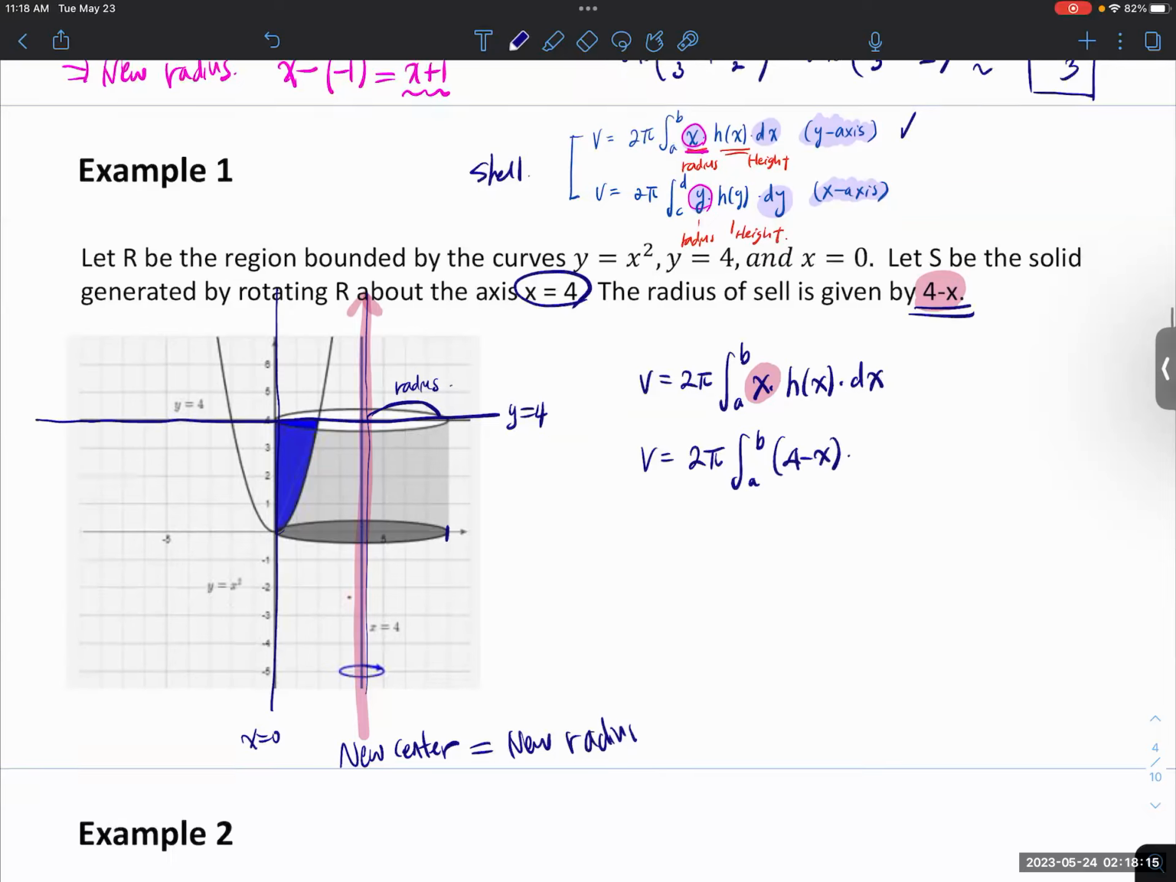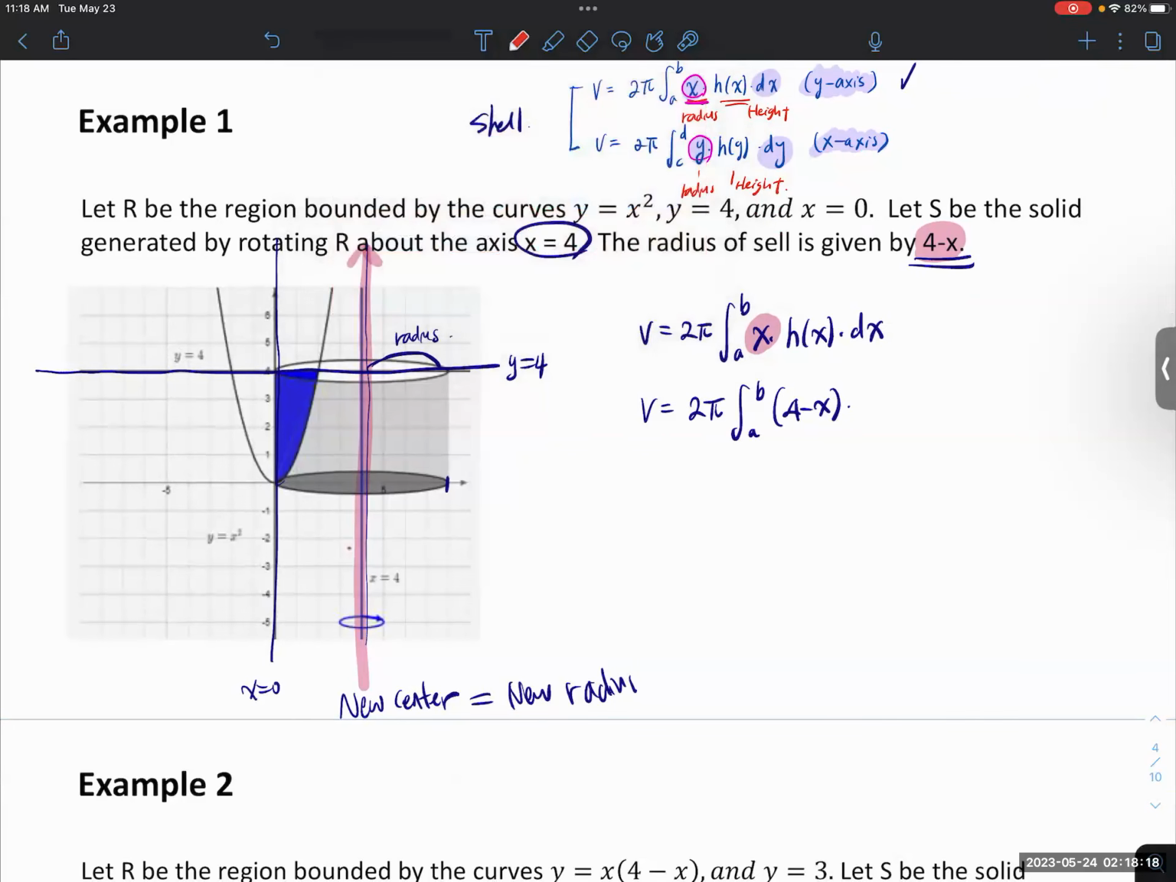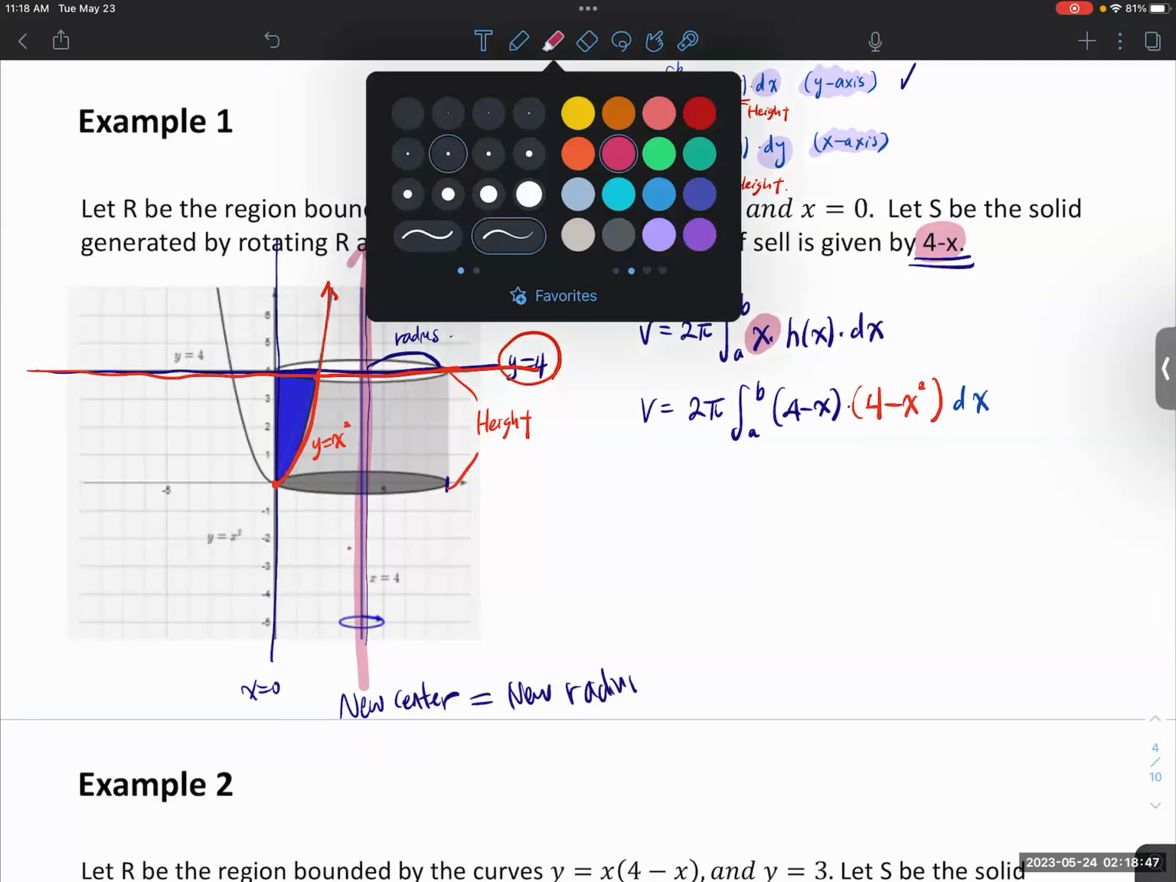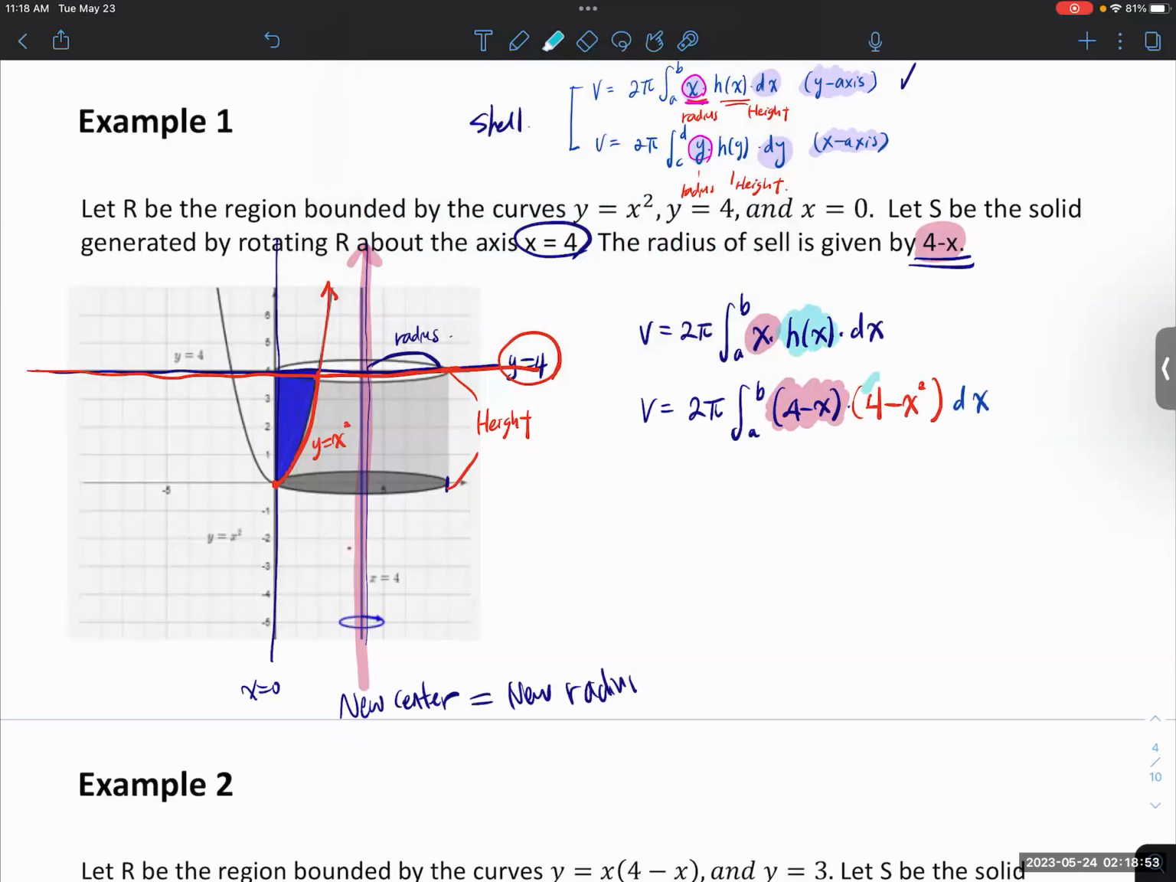And then what is the height? The height is going to be from here to here. We have y equal to x to the second power, but this keeps going, and you have to stop at 4. So the height is also changing. You stop here, y equal to x second, but you stop at 4. So 4 minus x to the second is a new height as well. So this is a new dx. One more time, this is the new radius, and then we have a new height function.